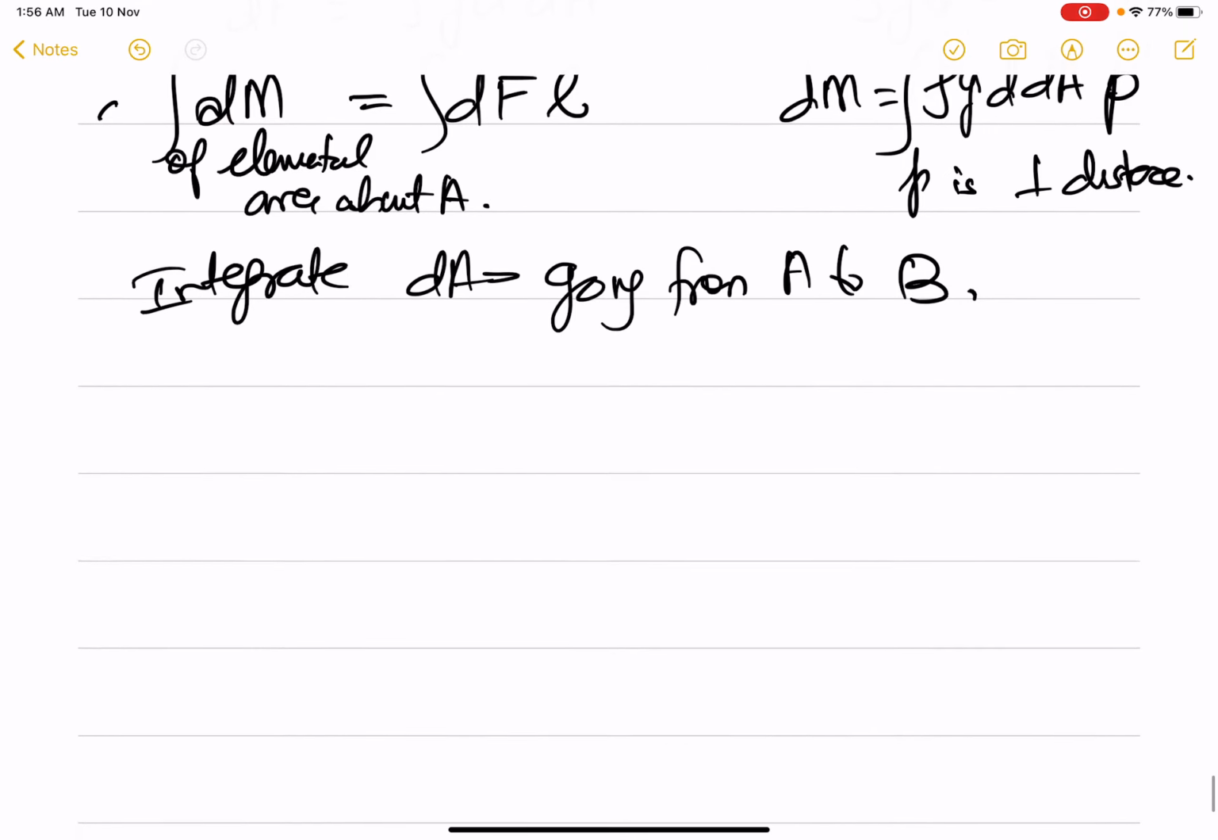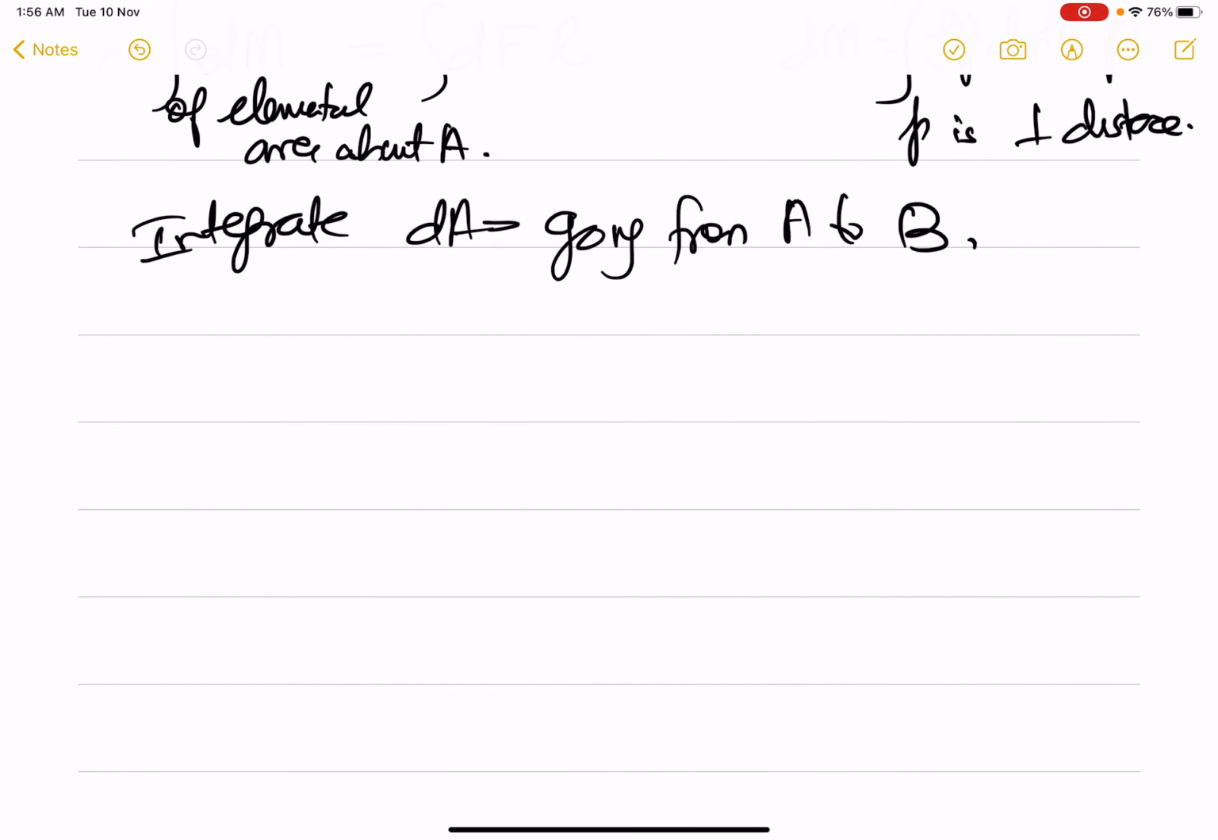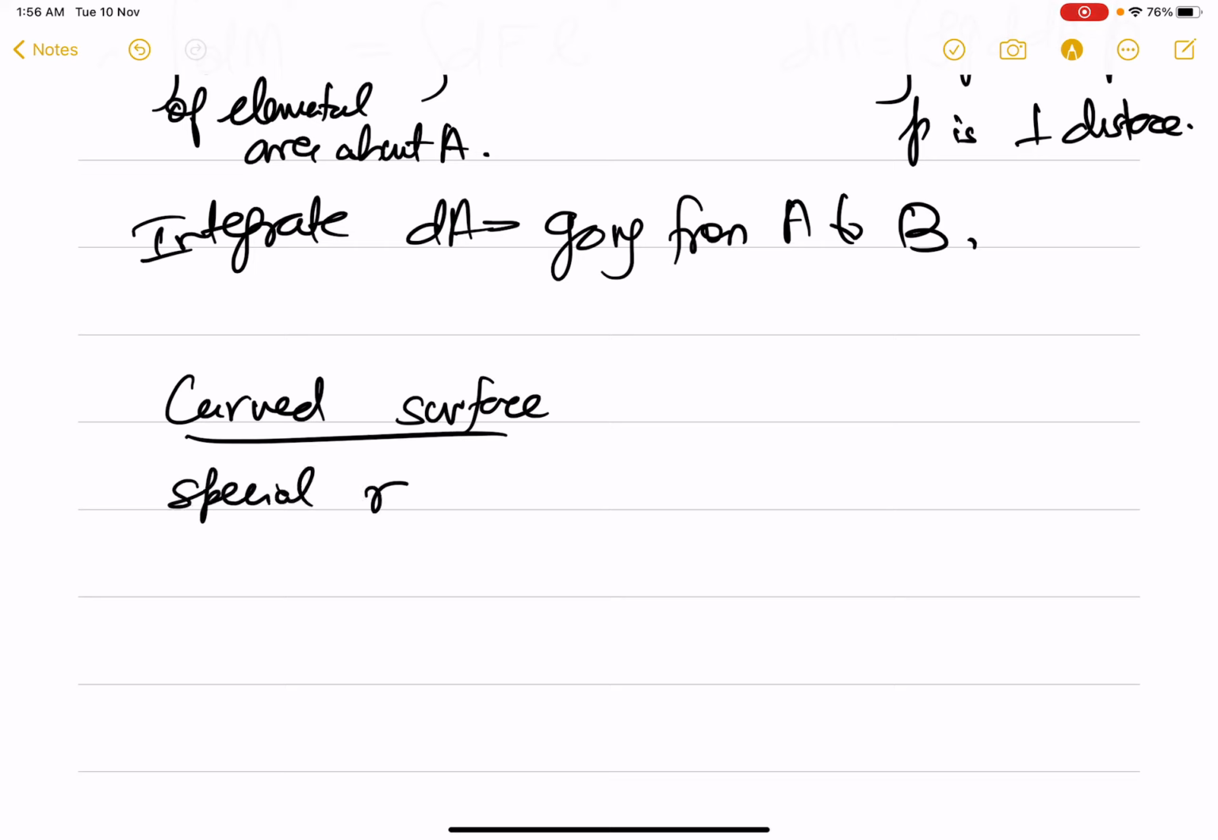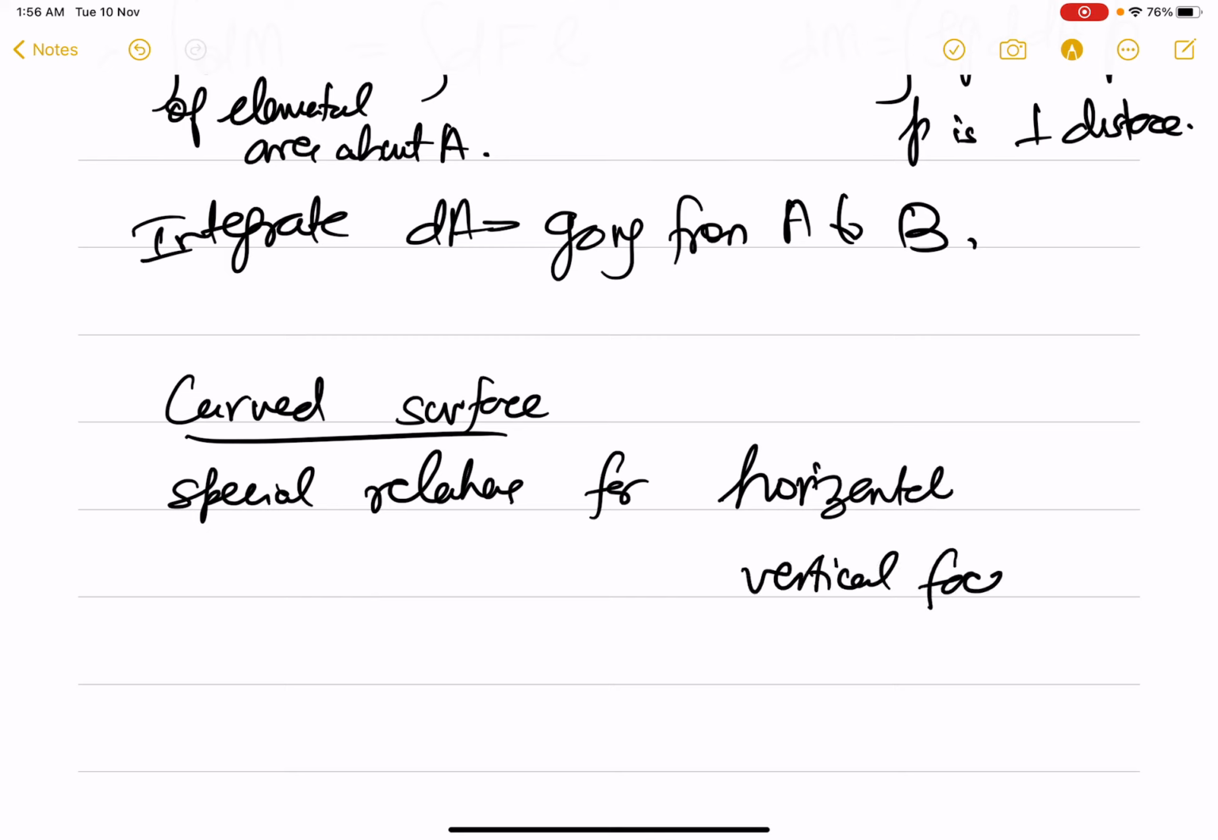Okay. Now there's just one more small thing which we'll look at in the next class. For a curved surface, we have some special relations for horizontal and vertical forces, and we'll be able to find them straight away without integrations, and that is what we will see in the next class.